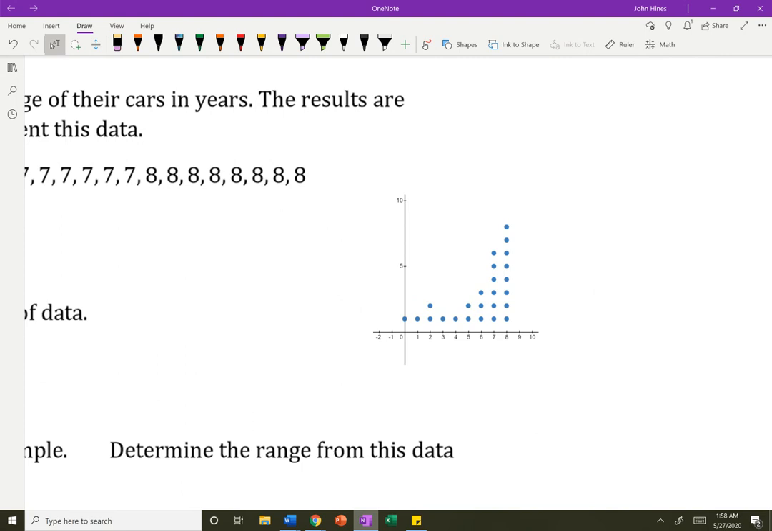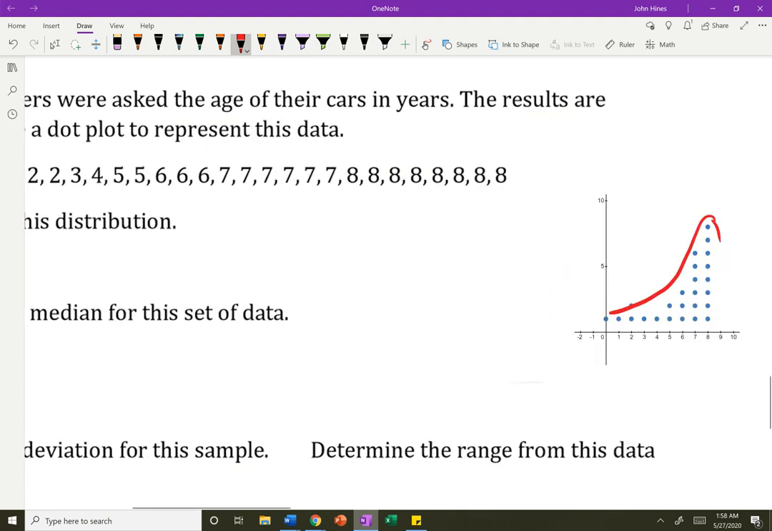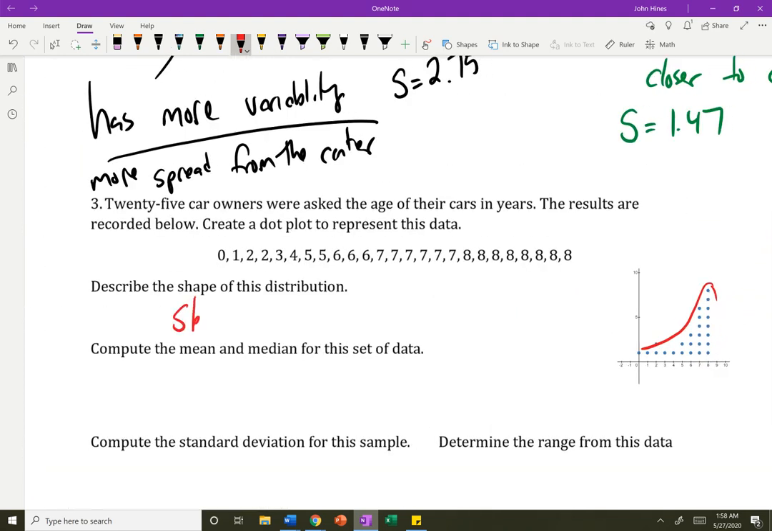So describe the shape of this distribution. Here's my dot plot. What's the shape of this distribution? Well, which tail is longer? Where does the data skew off to? It skews to the left. It is skewed to the left. It has a left skew.